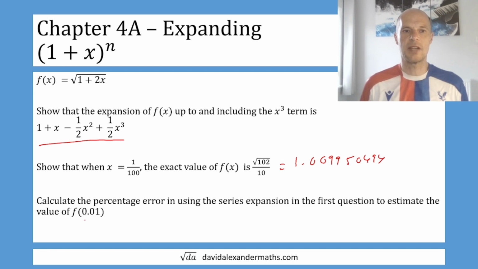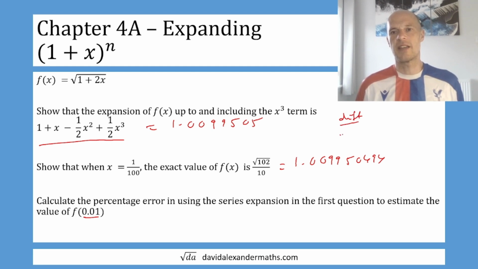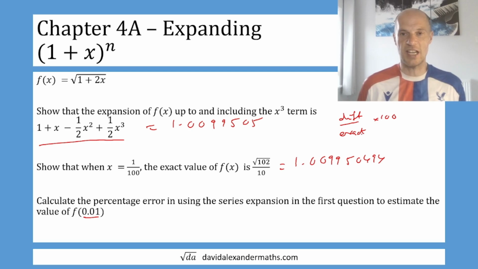Now, what happens if I type in 0.01 into my expansion? So 0.01 equals, clear, 1 plus answer minus 0.5 answer squared plus 0.5 answer cubed. Using the expansion, I'm getting 1.009950. Okay, so they're pretty similar, really, and this one's a tiny bit bigger. To work out the percentage error, it's just the difference divided by the exact multiplied by 100. As we can see, the difference is so minuscule that I'm probably going to end up with a ridiculously small percentage.